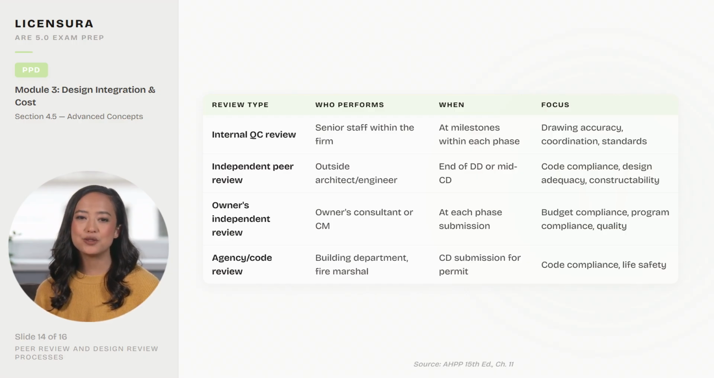Internal QC reviews by senior staff at milestones focus on drawing accuracy and coordination. Independent peer reviews by outside professionals at end of DD focus on code compliance and constructability. Owners' independent reviews focus on budget and program compliance. Agency code reviews by the building department focus on code compliance and life safety.